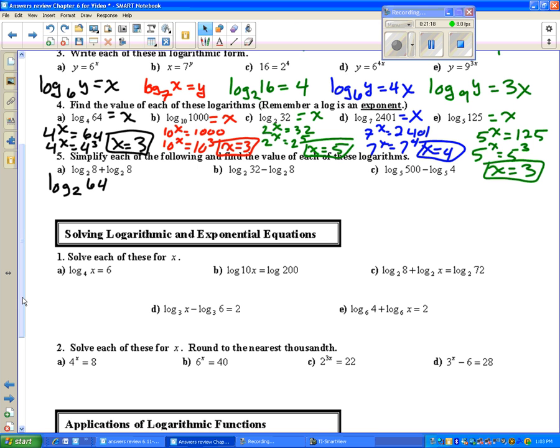Let that equal x. 2 to the x is equal to 64 is my exponent because the bases stay the same. The answer becomes the exponent. The argument becomes the answer. 64 is 2 to the 6th power. So x is equal to 6.